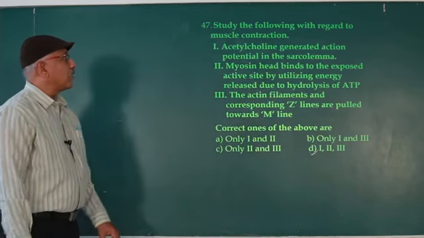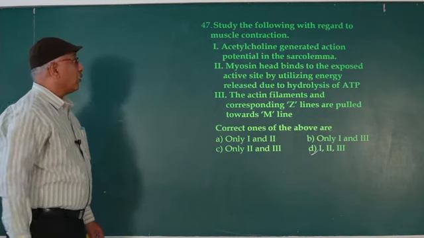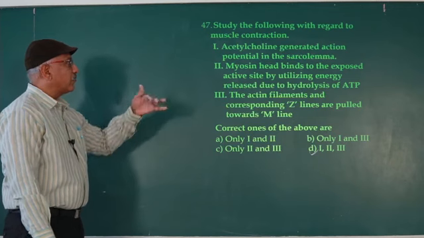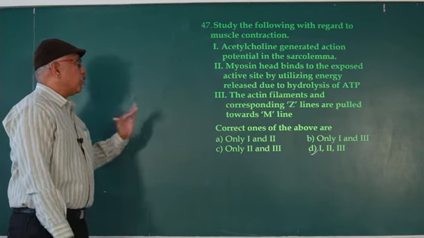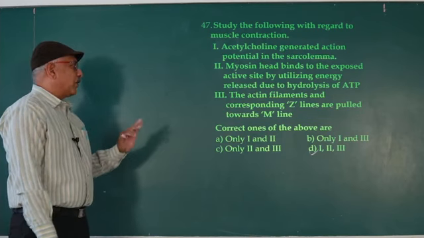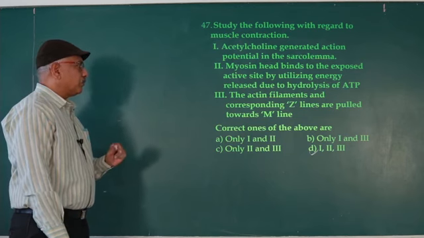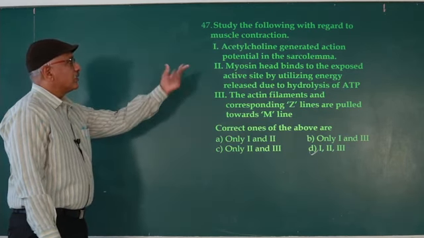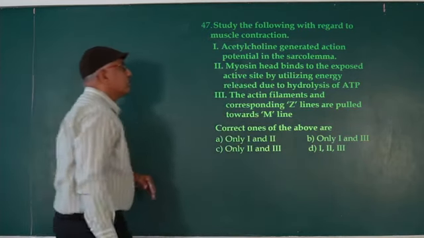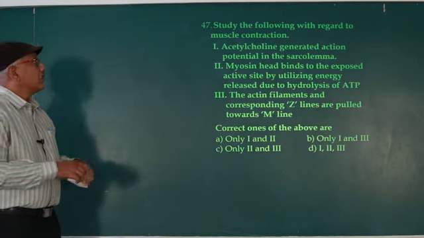All three are correct. Acetylcholine generates action potential in the sarcolemma. How does acetylcholine transfer the message from the central nervous system to the neuromuscular junction? From the neuromuscular junction, the message reaches the muscle fiber. From the muscle fiber, you all know the triad system is excited and calcium ions are released. So all the statements are correct.